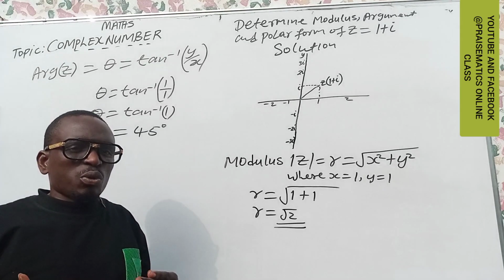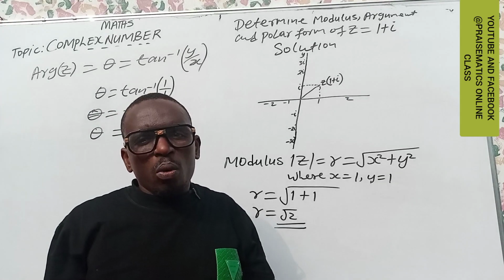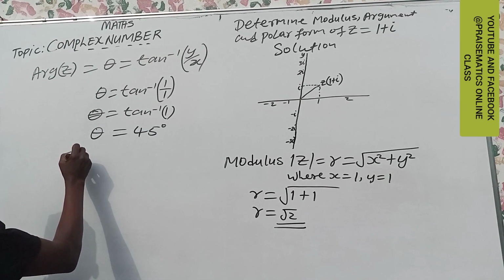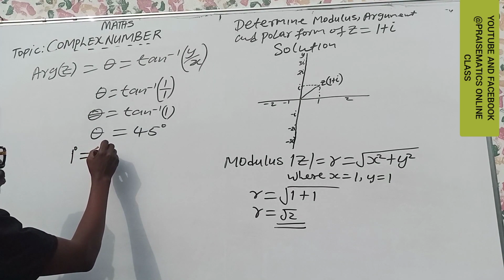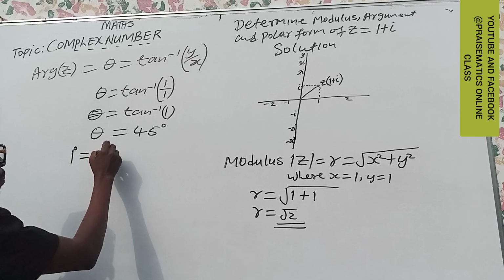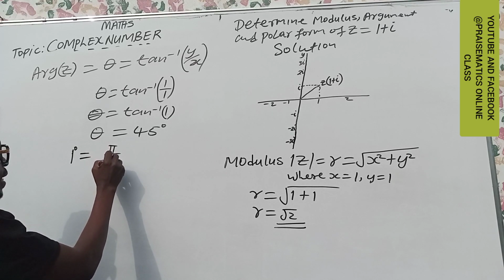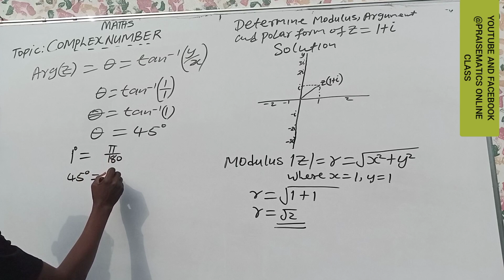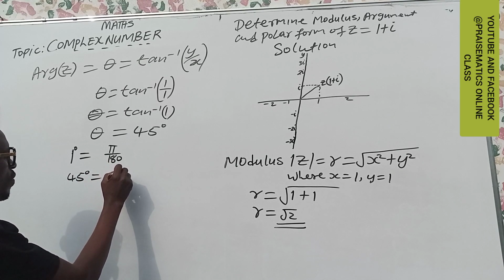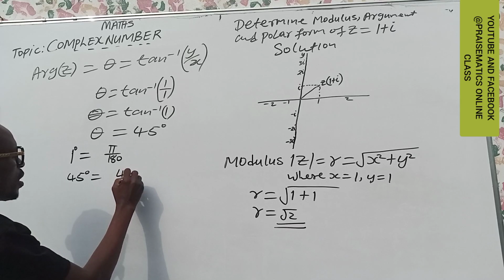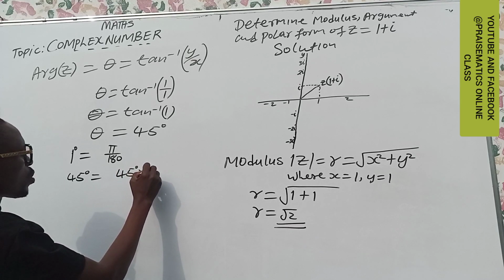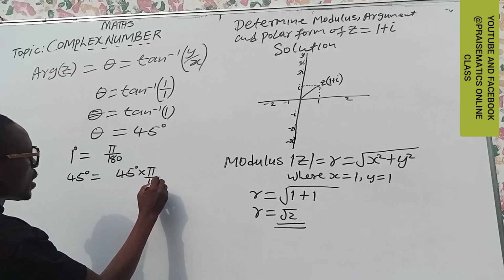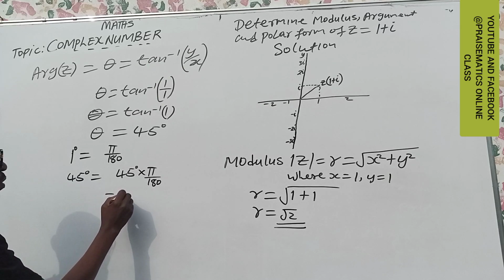They may ask you to leave your answer in radians or leave your answer in degrees. But if you want to convert, always remember that 1 degree is equal to pi over 180. Now I want to convert this. 45 degrees will give me 45 degrees multiplied by pi over 180.